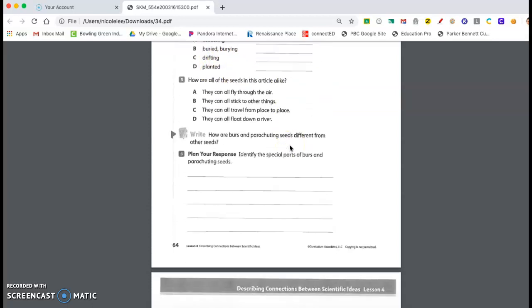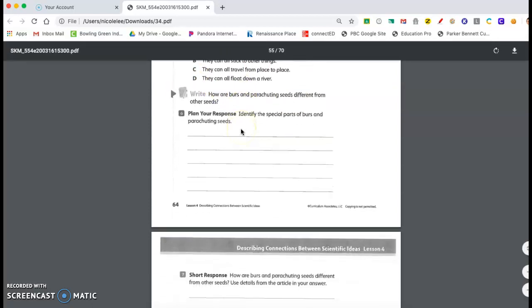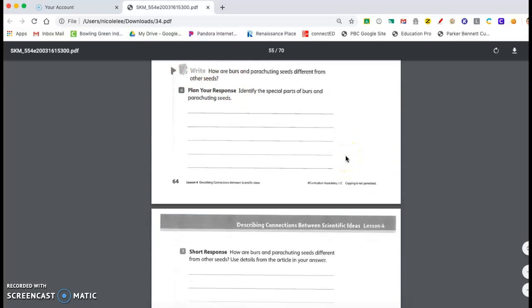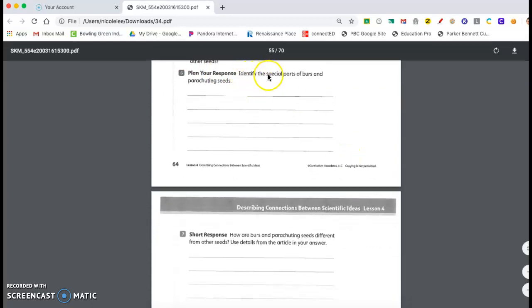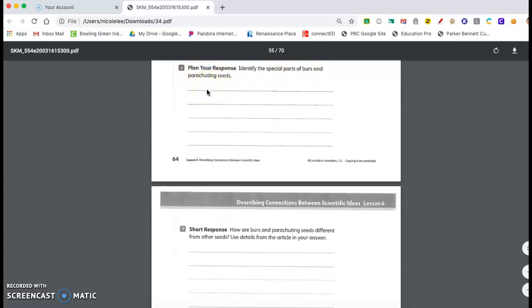Answer number 5, and then you get to the write portion of today's lesson where it wants you to identify special parts of burrs and parachuting seeds. So you're going to go back in the text and find special parts of burr seeds and parachuting seeds.